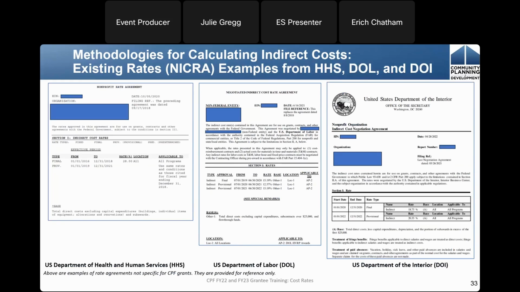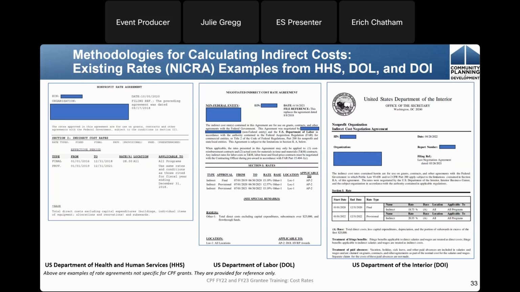Here are just a few screenshots. There are 3 screenshots of samples of previously approved indirect cost rates. Here on the left-hand side is an example of Health and Human Services. As a side note, that's who would approve any new rates should you elect to negotiate with the federal government to establish a new rate. You'll do that through HHS.